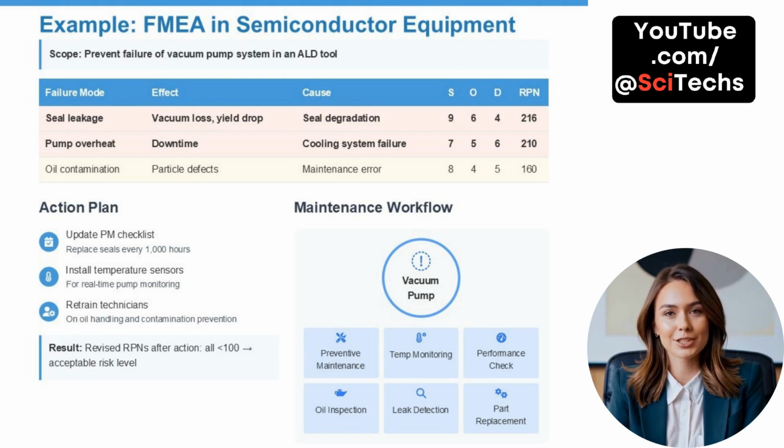After implementing the actions, the RPNs for all identified failure modes dropped below 100, indicating acceptable risk levels. The maintenance workflow also became more proactive, incorporating steps like oil inspection, performance checks, and part replacement. This example shows how FMEA drives reliability, especially in precision tools like ALD systems.